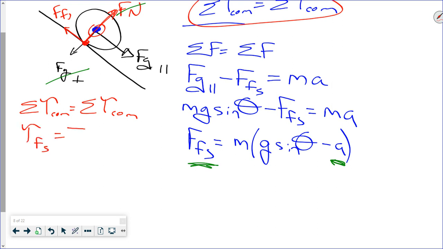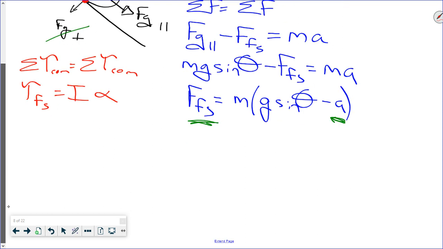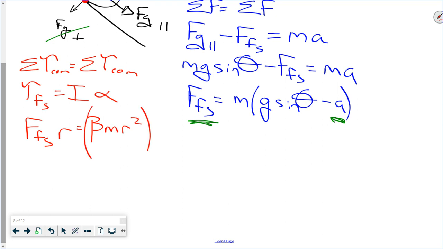And that's got to equal I times alpha, right? Okay, so torque from friction, that's force of friction static times the radius. That's equal to I, which is beta mr squared, times alpha, which is just a over r. Okay, so what do we notice? Well, let's see. If we multiply both sides by r, you can see that all of the r's cancel, right? Because you're going to get r squared over here. Those are going to cancel those.